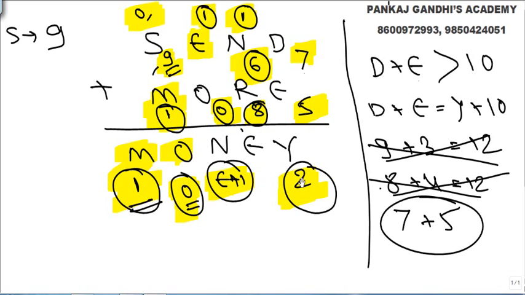Let's check it. 7 plus 5, 12. D 7, E 5, 12, carry 1. 6 and 8, 14, plus 1, 15. E value 5. E is 5, 5 plus carry 1, N becomes 6. N is 6. Carry 0, it comes out.